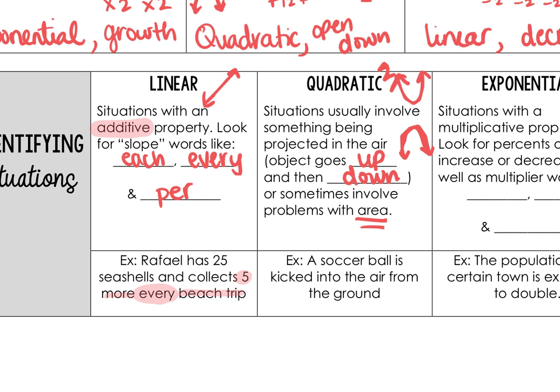So the example that I gave you here is a soccer ball is kicked into the air from the ground. So that soccer ball is going up and then going down. And then we have that U-shaped graph.